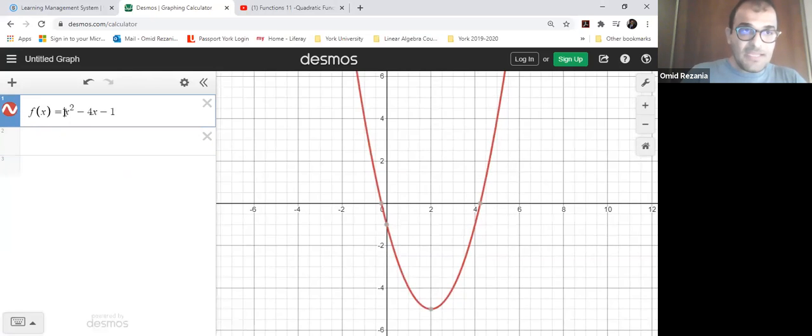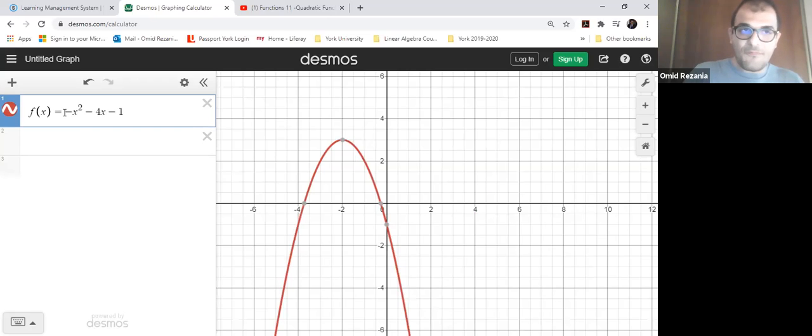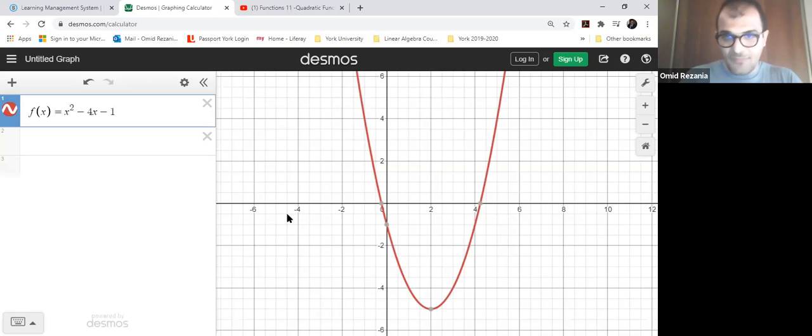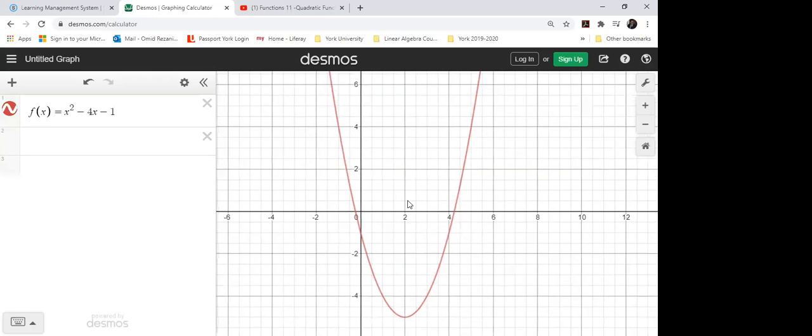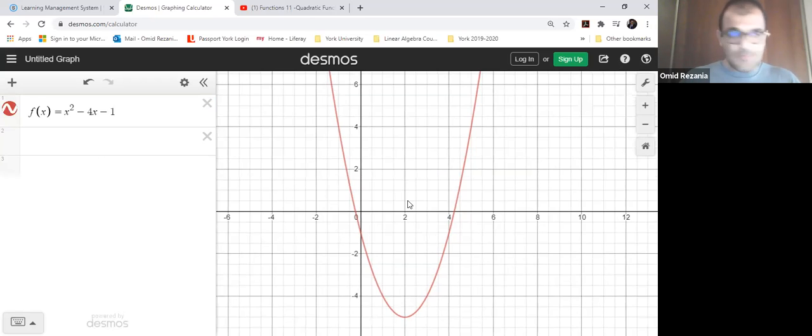If the leading coefficient becomes negative, the function becomes upside down, but we do not want to do that. We see that function there. I plotted this function. It's x squared minus 4x minus 1. That's the function that we want to work with.